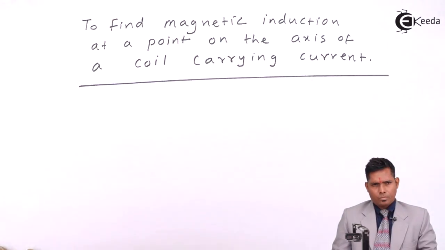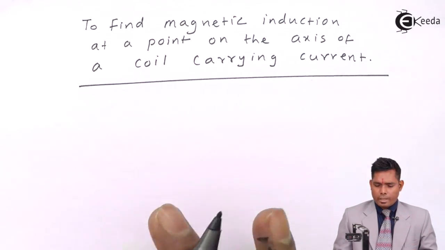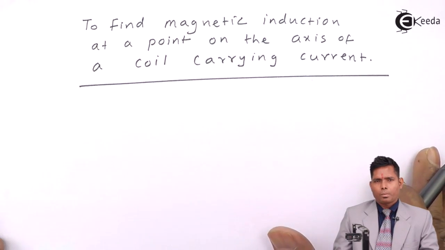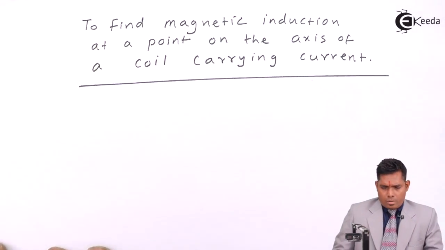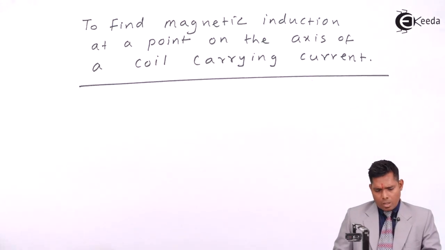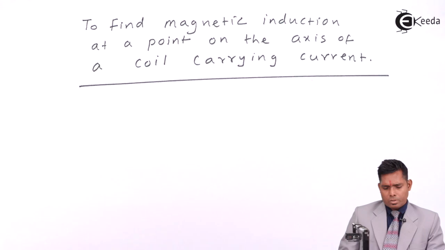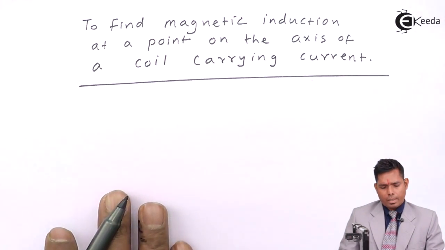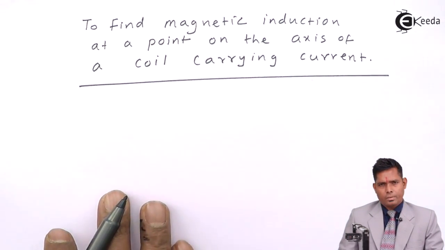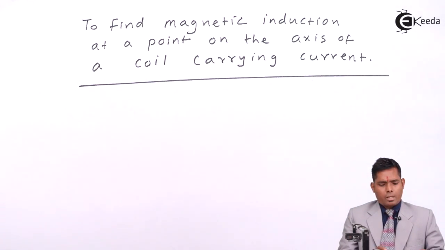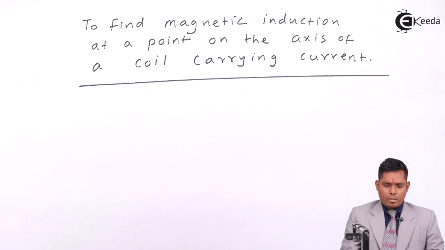I will just help you first understand the diagram. This is the plane of the paper. My coil, I'll keep the coil not like this, not on the plane of this paper. I'll keep my coil like this, in a vertical plane. The coil will be in a vertical plane. Okay, and this is the axis. I will find the magnetic induction at any point somewhere along this axis.